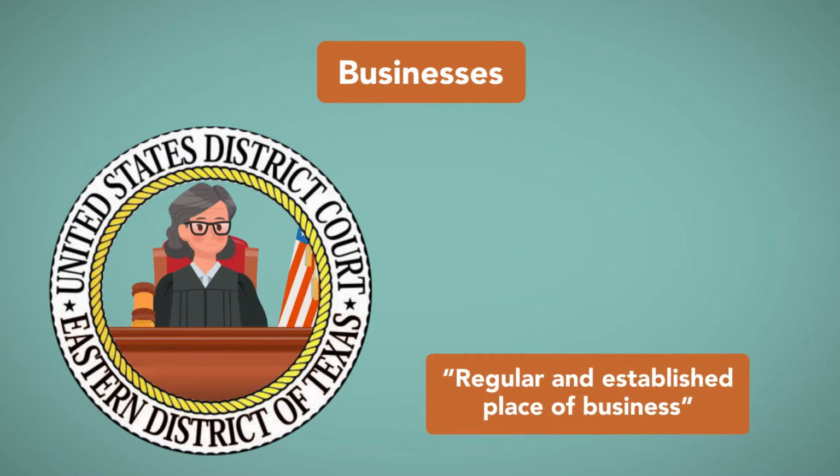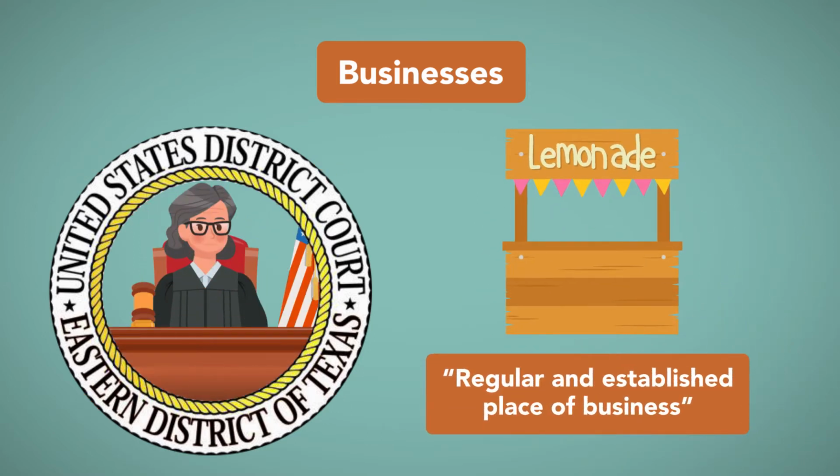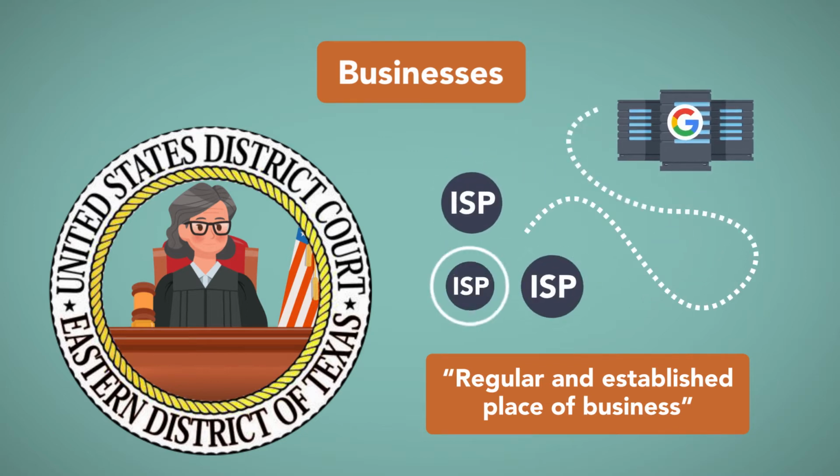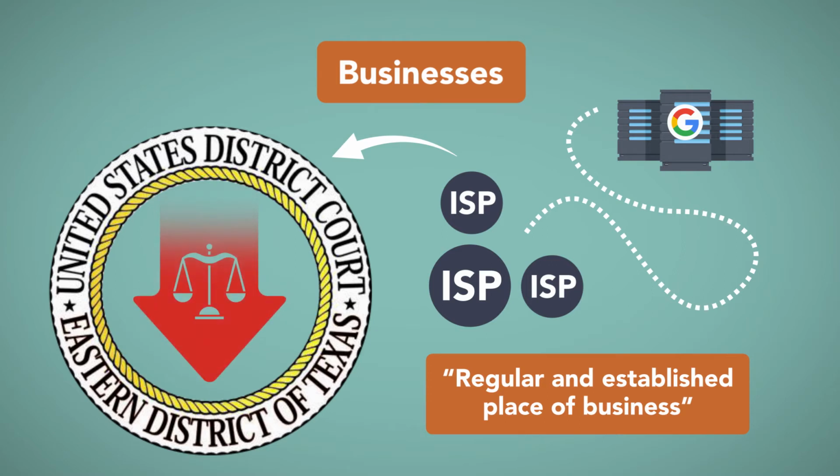Judges in the Eastern District have responded with some overly expansive interpretations of what constitutes a regular and established place of business, once going so far as to rule that Google's cache servers in the district, in a space leased from internet service providers, subjected Google to suit in the district. Nevertheless, patent litigation in the Eastern District of Texas has fallen drastically.